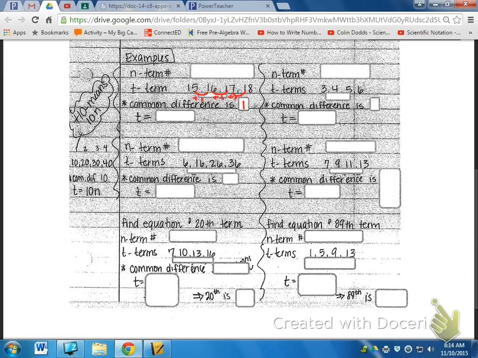Once you get the common difference, you can start on your equation. That common difference is the number that you write in front of n. n is the term number. So I'm going to take my 15, 16, 17, 18, and number them: 1, 2, 3, 4. It's really important that you number them every time. I know that seems strange because it's always going to be 1, 2, 3, 4, but it's going to help you figure out the problem.